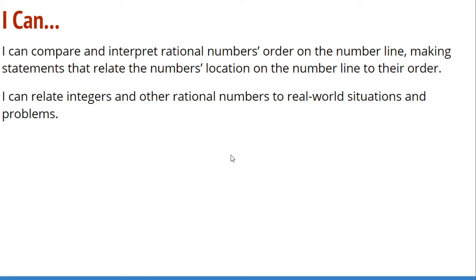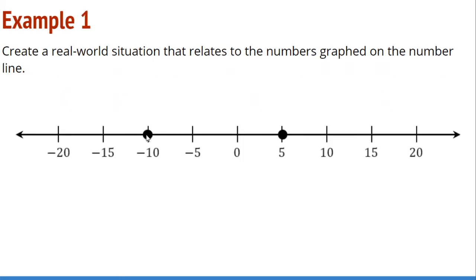I can relate integers and other rational numbers to real-world situations and problems. So we're going to create a real-world situation that relates to the numbers graphed on the number line. So go ahead and pause and think about a real-life situation that could be modeled with this situation.